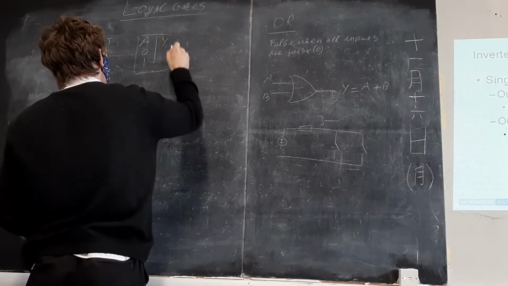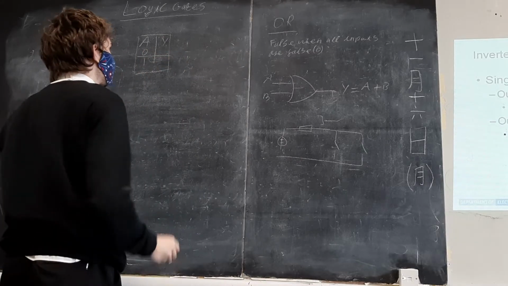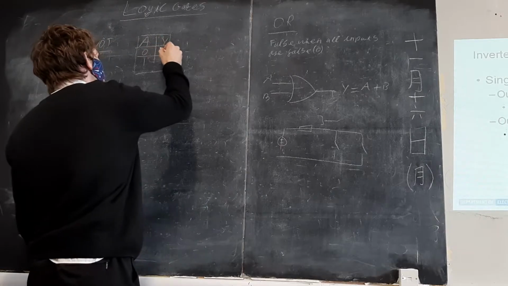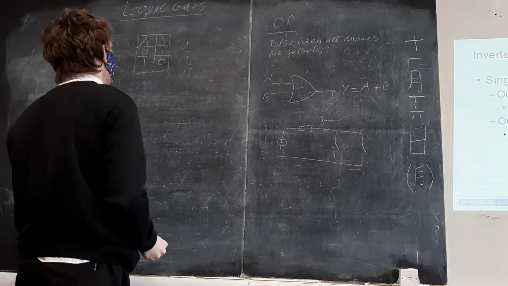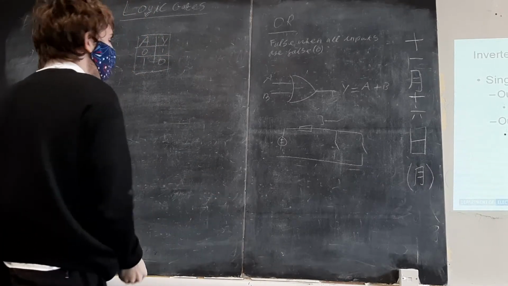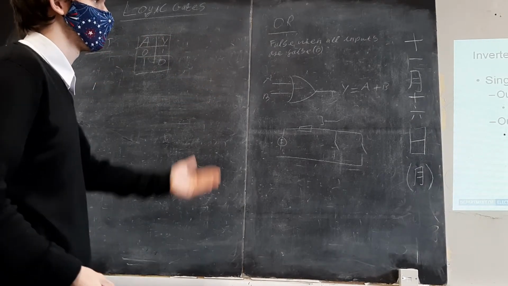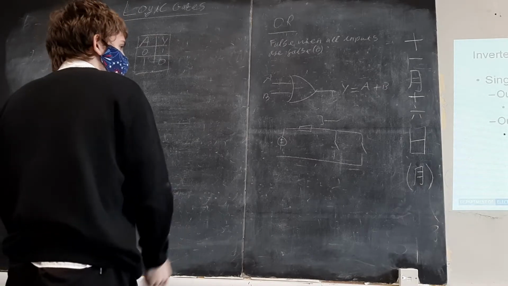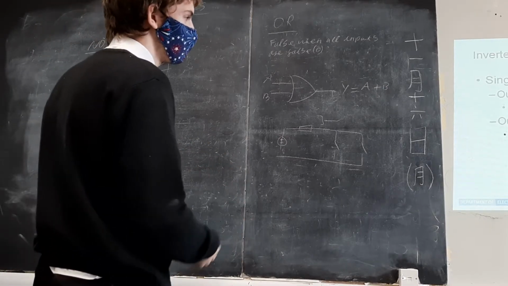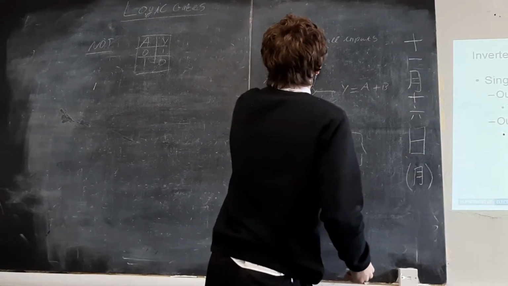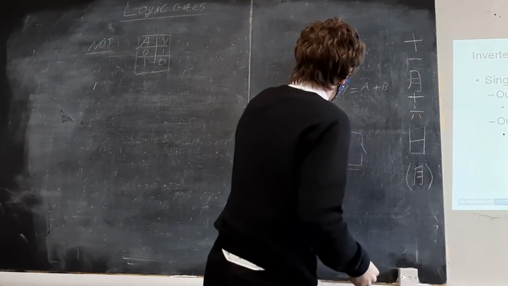They only have two rows like this. They have 0 and 1. It is also known as an inverter, and you have 0 going to 1, 1 going to 0. So if input is true, output is false. Output is false, input is true. Pretty simple stuff.